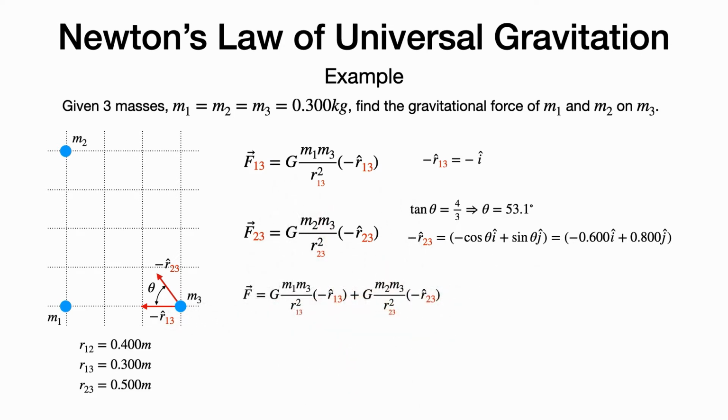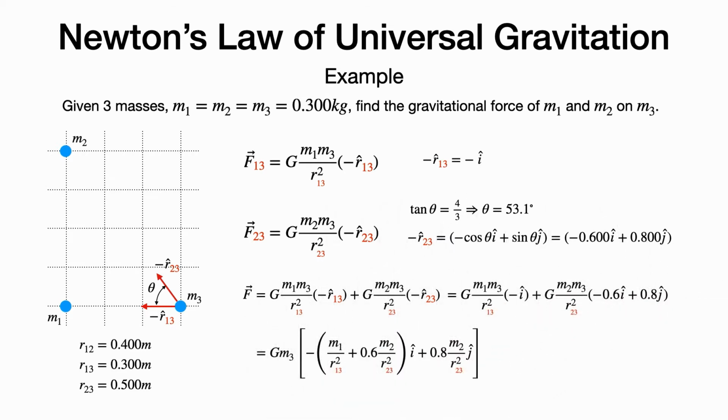The total force acting on mass 3 is just the vector sum of those two forces, so we simply add them together, substitute in for the unit vectors, and then group together the components in the i hat and the j hat direction. And finally, plugging in numbers, we get the magnitudes of the components in each direction.